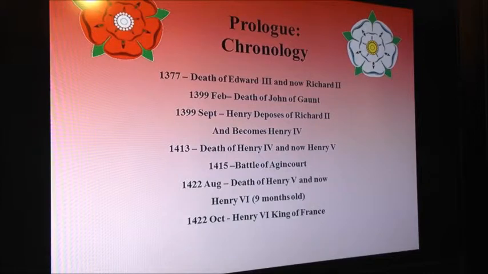In 1422, Henry V dies, leaving his infant son, the 9-month-old Henry, now Henry VI, King of England. 3 months later, the King of France dies, leaving the year-old Henry VI, King of England and France, and one of the most powerful men in Europe and in medieval history.